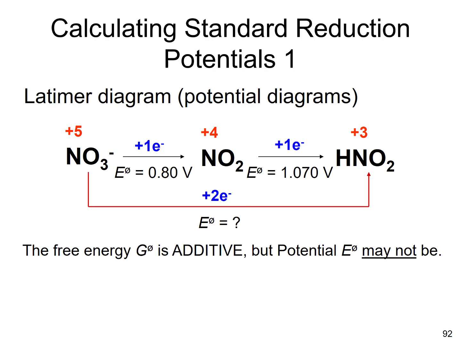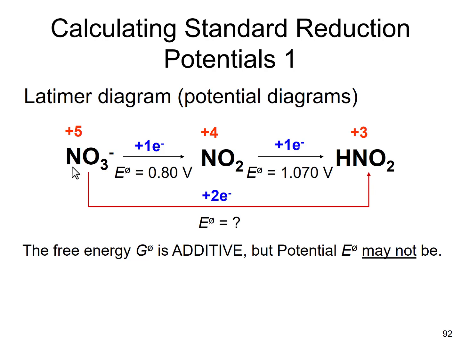Here we can see an example starting from the nitrate anion. In the nitrate anion, the oxidation state of the nitrogen is +5. And you can reduce that species by 1 electron to the nitrogen dioxide species, which involves a standard reduction potential of 0.8 volts. And you can further reduce nitrogen dioxide, again by 1 electron, to the nitrite anion, where the oxidation state of the nitrogen is +3.